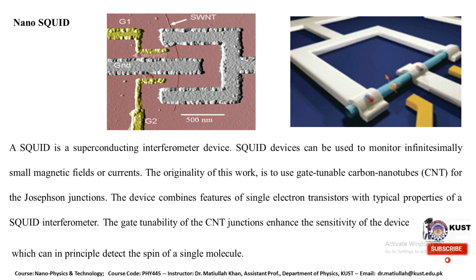It is further used at the nanoscale. So what is a nanoscale device? It is actually a superconducting interferometer device. SQUID devices can be used to monitor infinitesimally small magnetic fields or currents. The originality of this work is to use the gate tunable carbon nanotube for the Josephson junction. So carbon nanotubes can be used for such nanoscale devices. The device combines features of a single electron transistor with typical properties of a SQUID interferometer. So this is one of the interesting applications of carbon nanotubes.